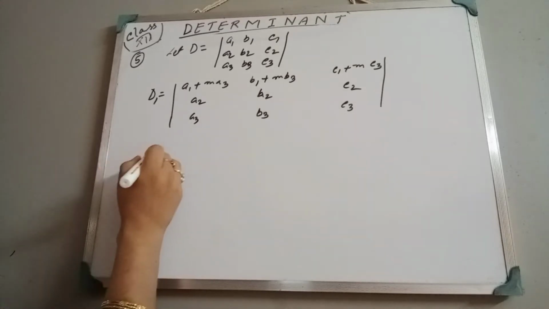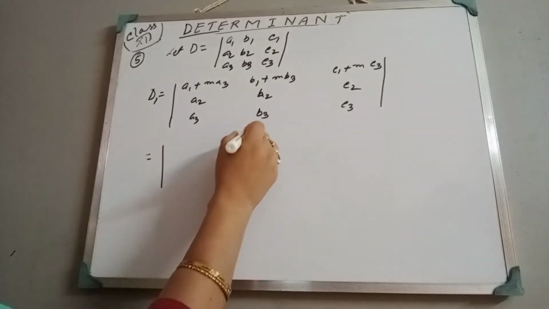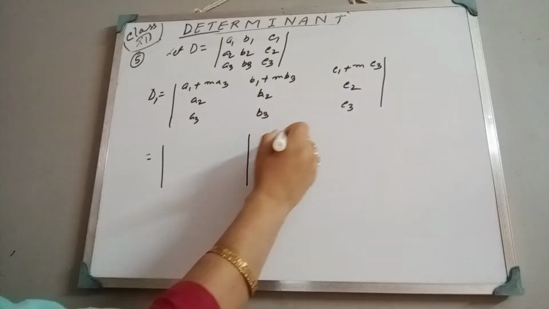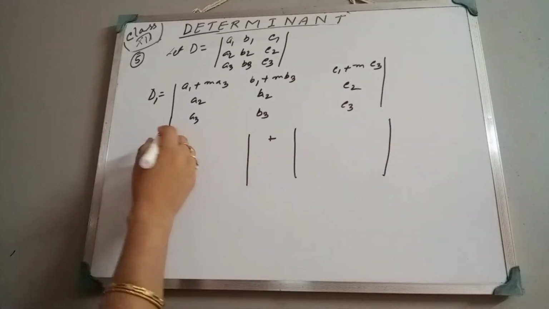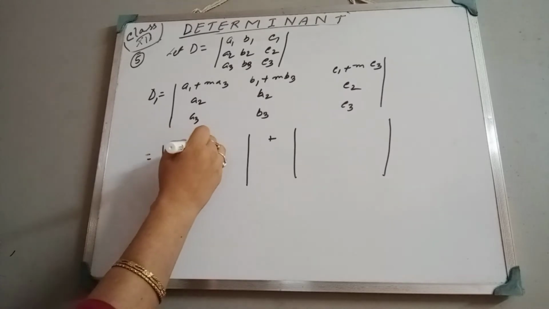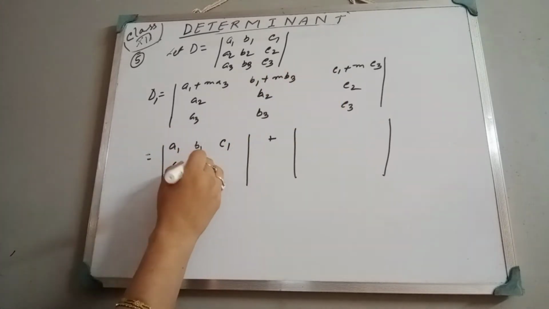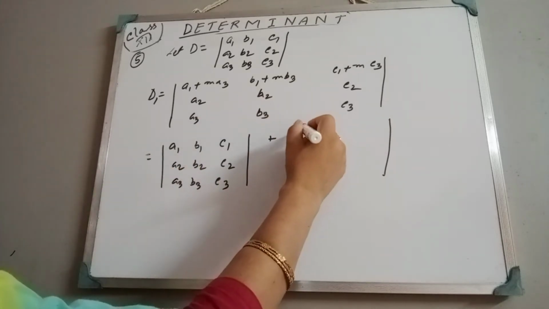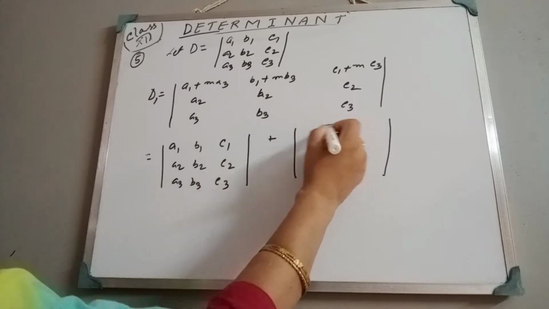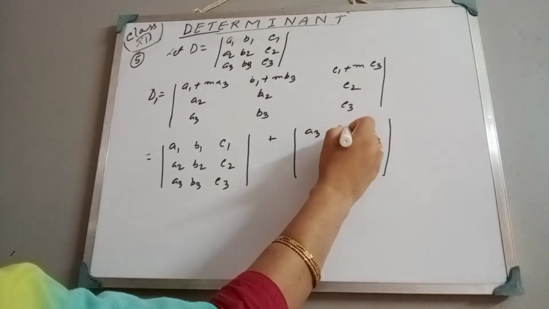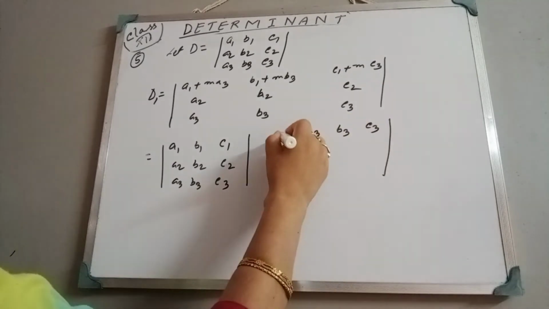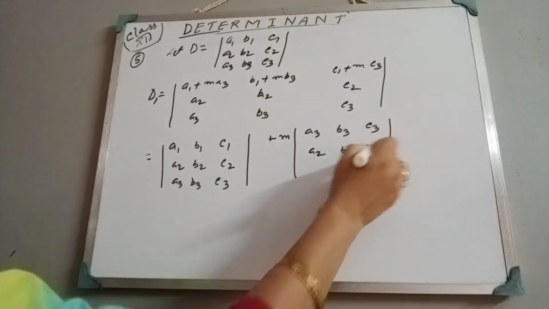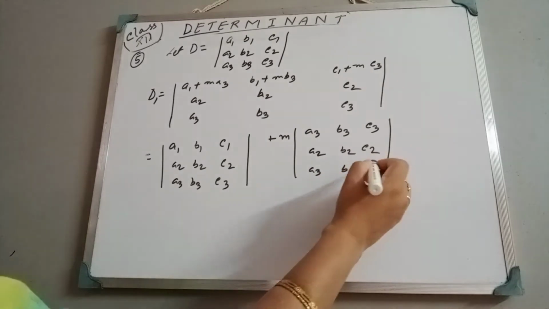Each element is increased or decreased by a constant multiple of the corresponding elements of another row or column. Okay, so this can be written now in the form of A1, B1, C1, A2, B2, C2, A3, B3, C3, plus we will write here MA3, MB3, MC3. Okay, now let us take M outside, and the remaining A2, B2, C2, A3, B3, C3.